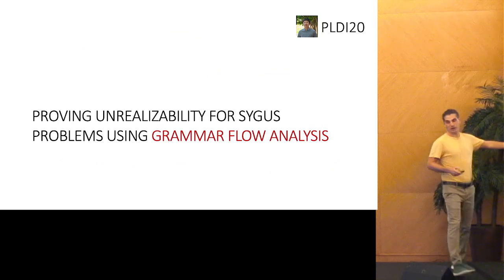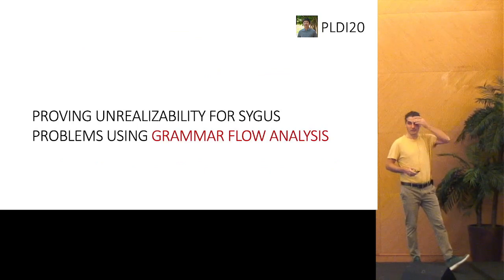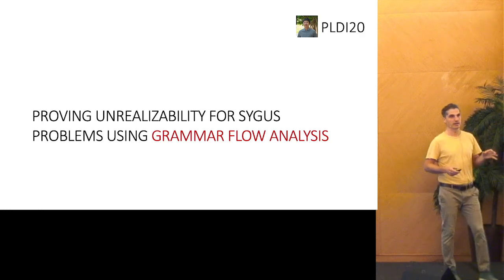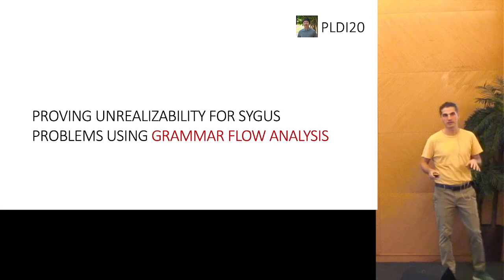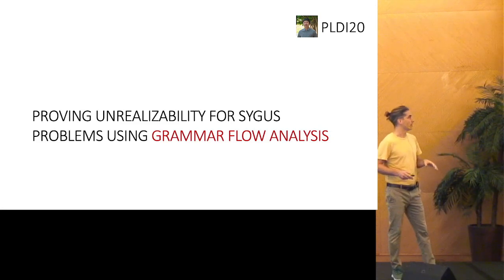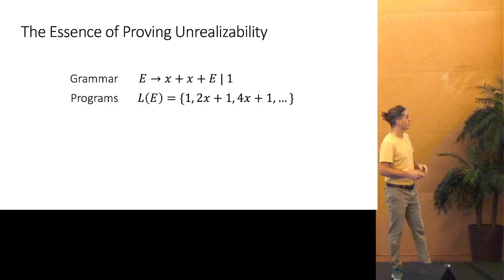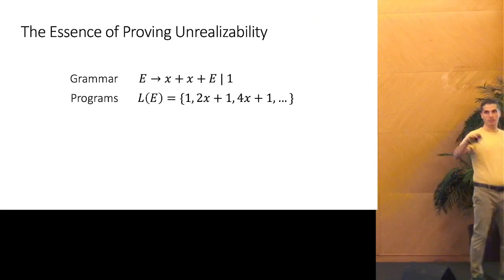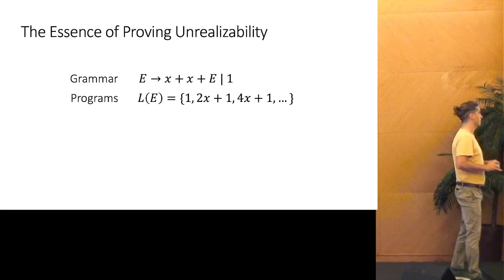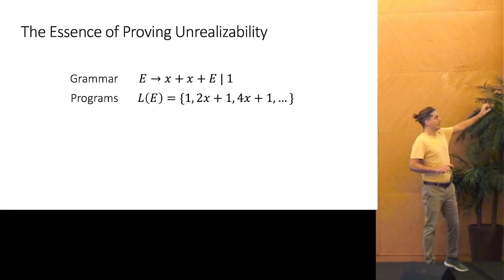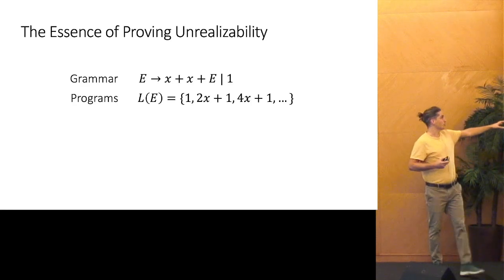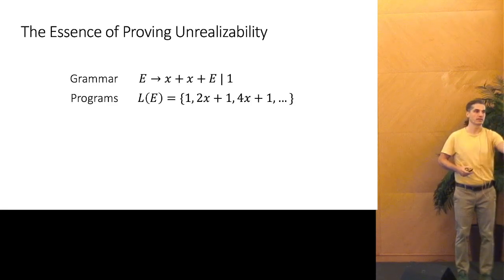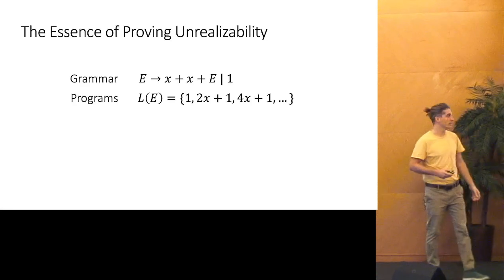So the next technique I'm going to show you is, thanks to my colleague Tom Reps, who at the time pointed us to it, this thing called grammar flow analysis, which is kind of a forgotten gem in the verification community. And so I'm going to resurrect it today for you. So what is the essence of what we are trying to do? Okay, so I'm going to move away from reachability and SeaHorn and whatnot. I have a grammar. So this grammar basically can produce programs of the form 1, 2x plus 1, 4x plus 1, and so on. Okay?